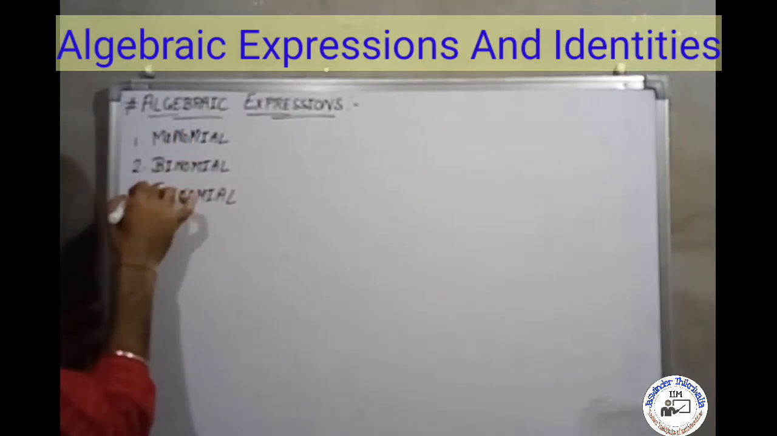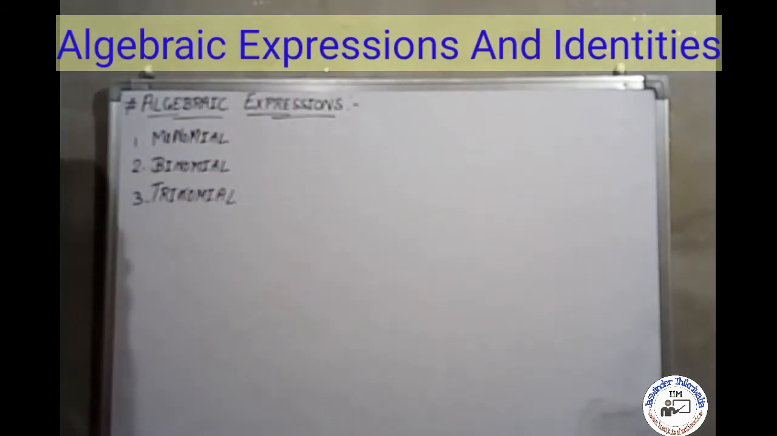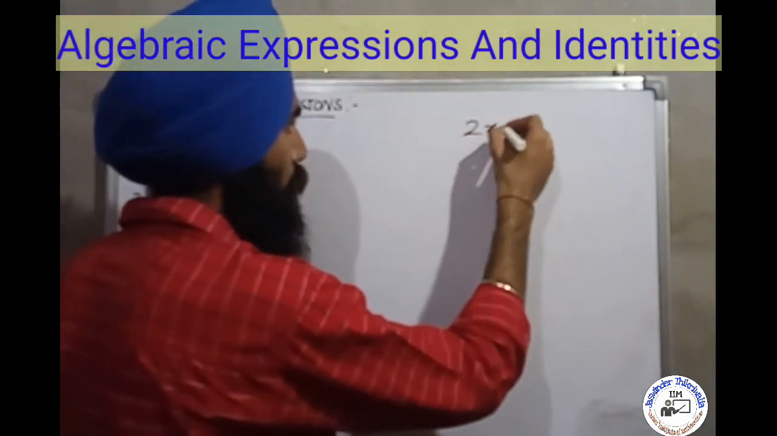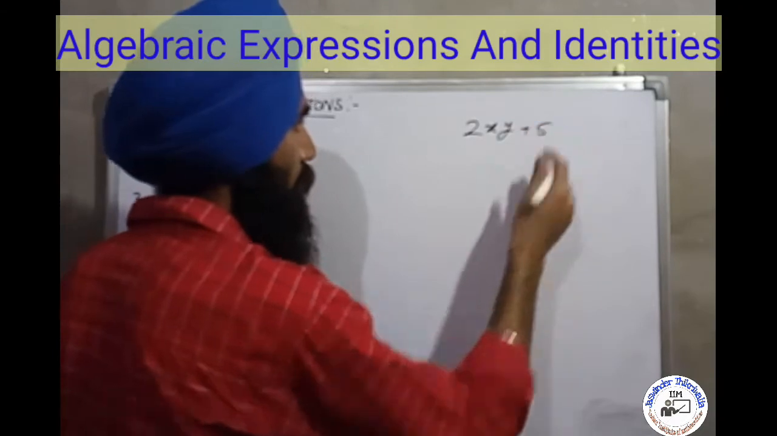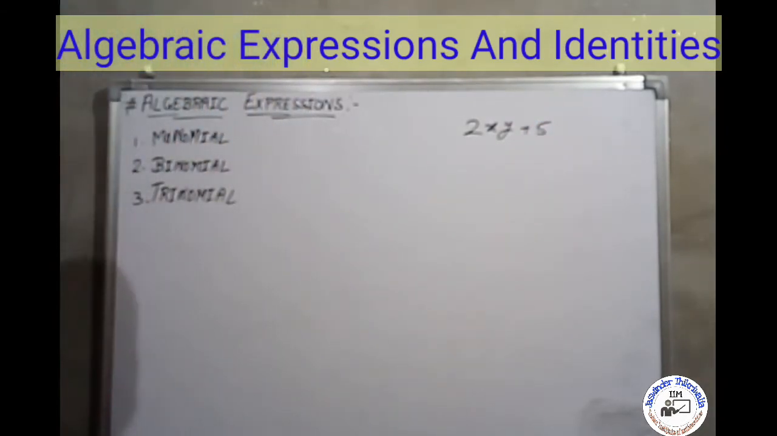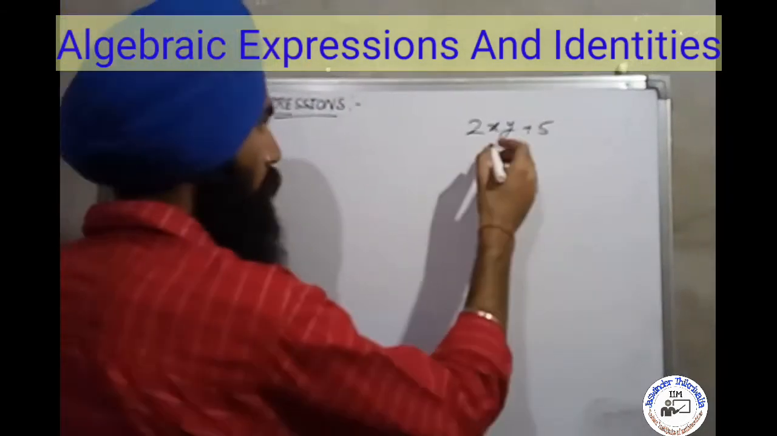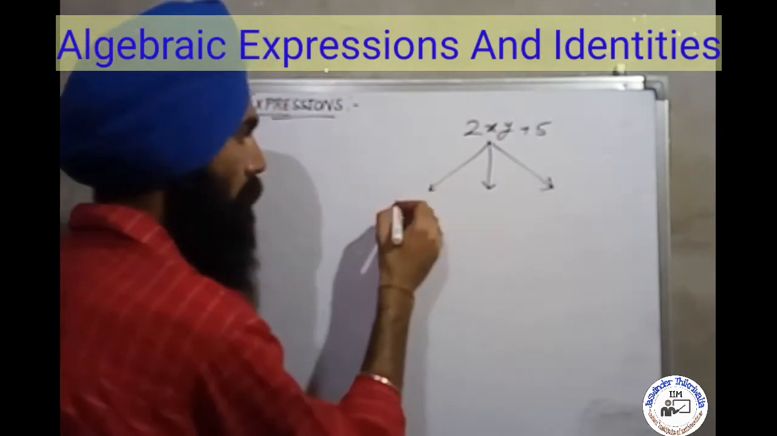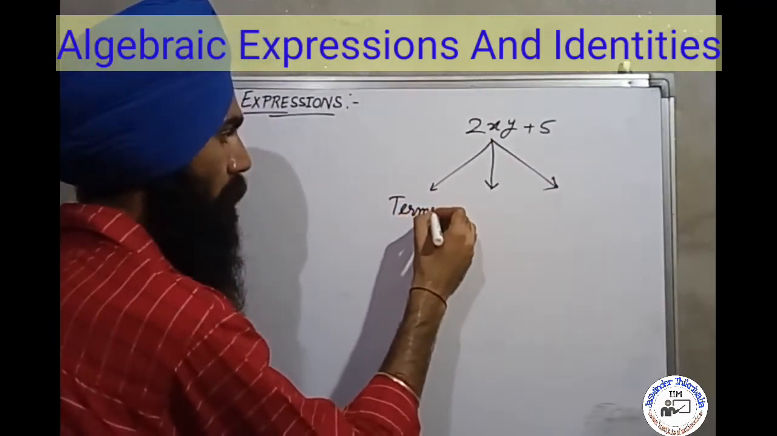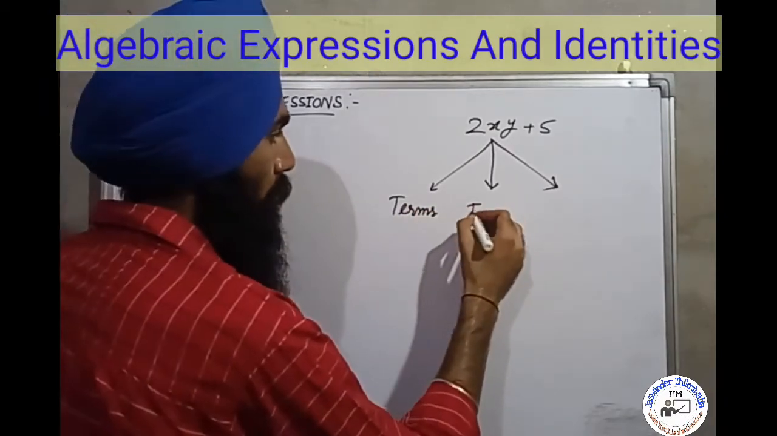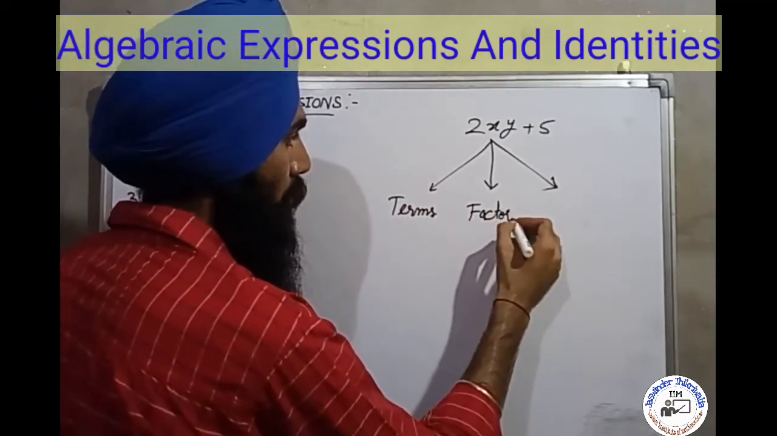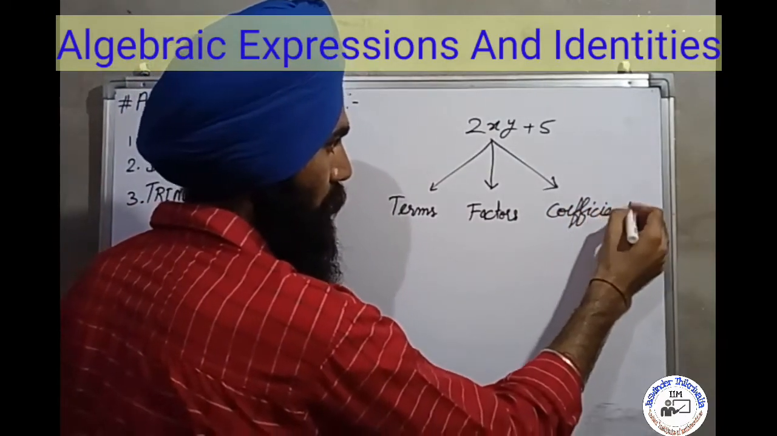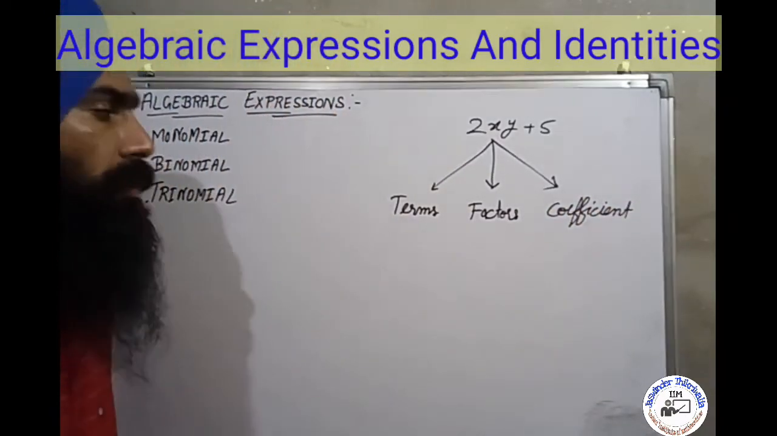Before the detail, I want to tell you that if you have any expression, suppose this is 2xy plus 5, in this there are three main parts. What are the parts? First one is terms, second is factors, third is coefficients. You can say coefficient also.